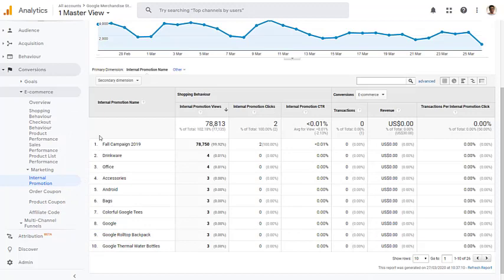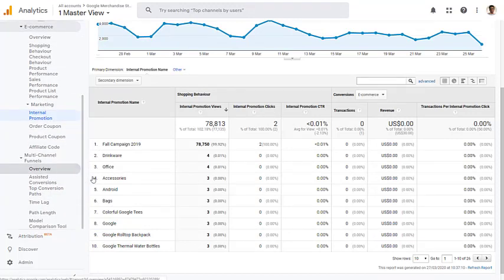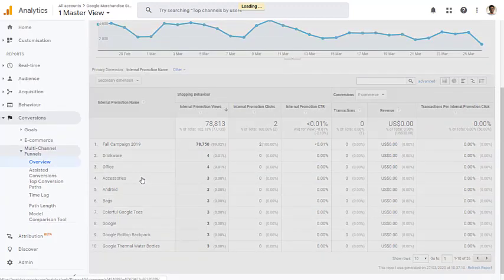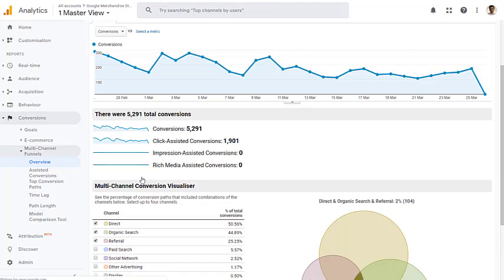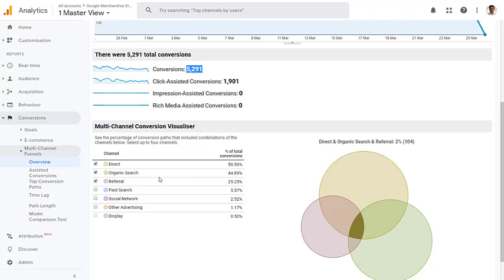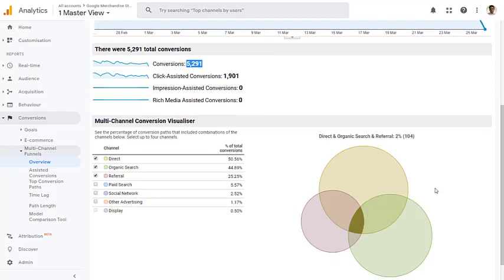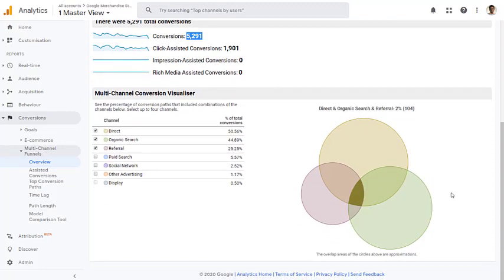Now, if I show you the reports, you will be able to make more sense of whatever I just spoke about. Multi-channel funnels show how multiple channels are working together hand in hand to give us the conversions. This is the conversion data, total 5291 conversions. We have these many different channels. By default, three different channels are checked. The diagram on the right-hand side will tell you how these channels are overlapping with each other.